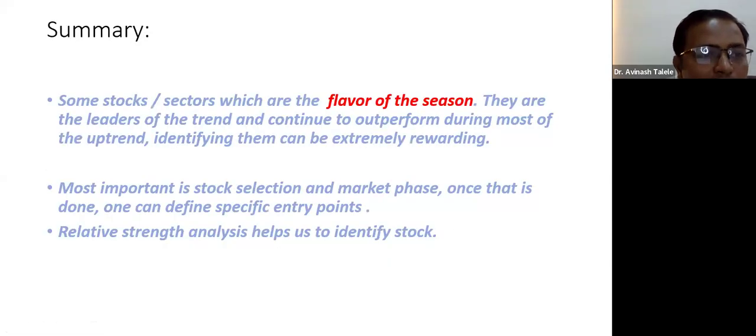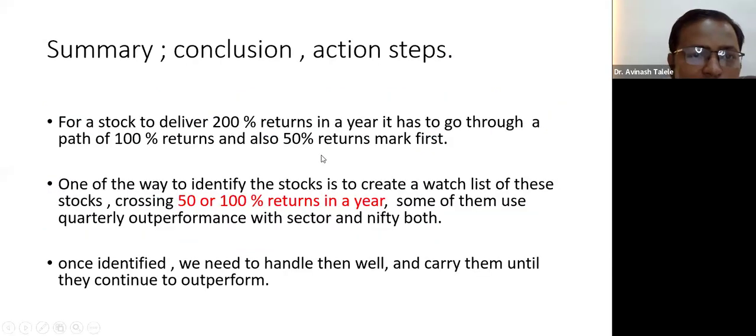So to summarize, as we know, some stocks or sectors are the flavor of the season and the leaders of the trend, and they continue to outperform during most of the uptrend. Identifying them can be extremely rewarding. The most important things are stock selection and the market phase. Once that is done, one can define specific entry points. Relative strength analysis can help us identify the stock. Once you have the stock, you can choose your entry point with any analysis you're comfortable with. I will share my method.